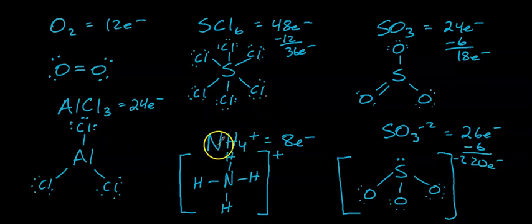Going down to NH4+, we have 4 bonds and no lone pairs on the central atom. The molecular geometry and electron geometry is tetrahedral. Hybridization of the central atom then, sp3. Be careful with this one here, SO3.